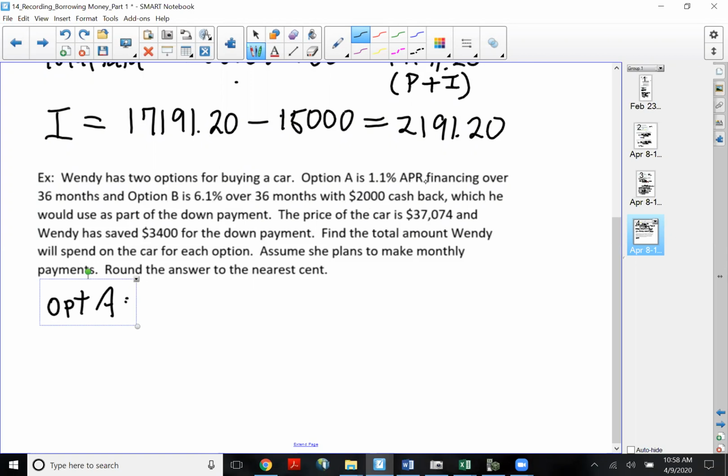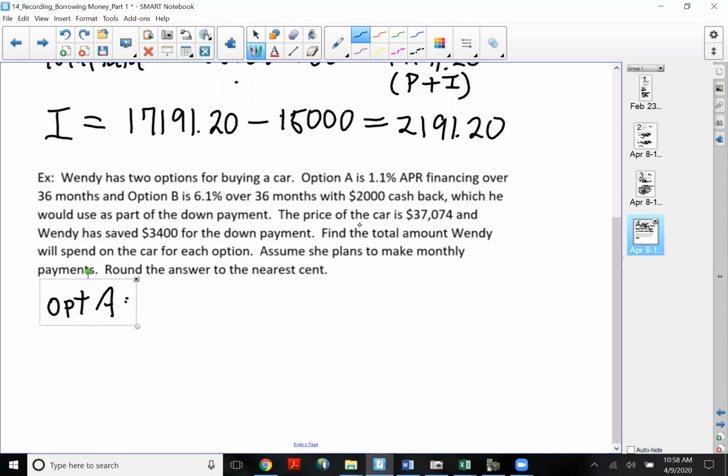The cashback here is basically, they're not going to hand you the cash. What they do is take off, they treat it as a down payment. They just take off $2,000 from the total cost of what they're selling for, which would be used as part of the down payment. The price of the car is $37,074, and Wendy has saved $3,400 for a down payment. So find the total amount.